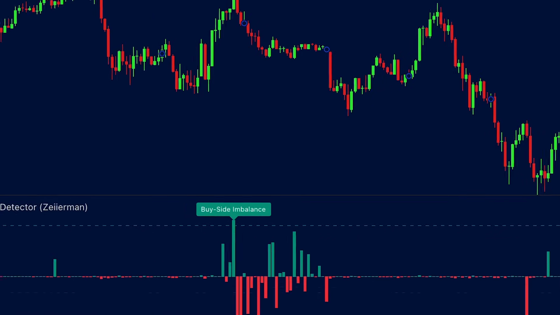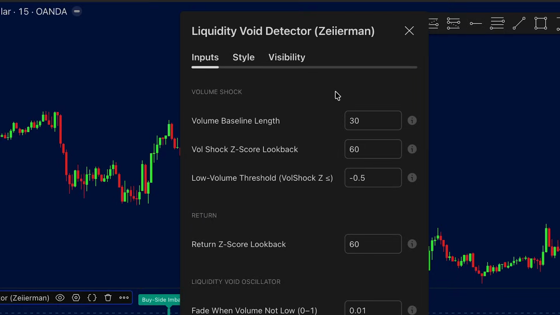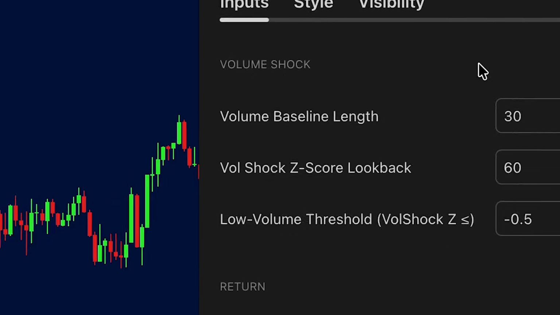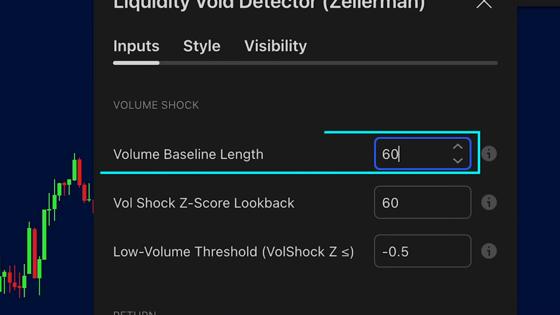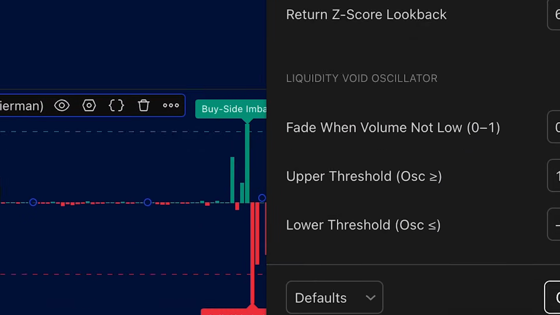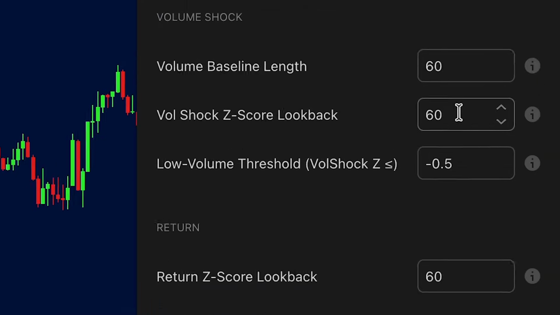Now, for maximum void detection accuracy, let's get your settings right. Double-click on the indicator to access the settings panel. You'll see the volume baseline length, which defines how many bars are used for the volume trend in the volume shock calculation. I recommend you set this to 60 bars, as larger values create a smoother baseline with fewer low volume flags, which is perfect for filtering out noise.